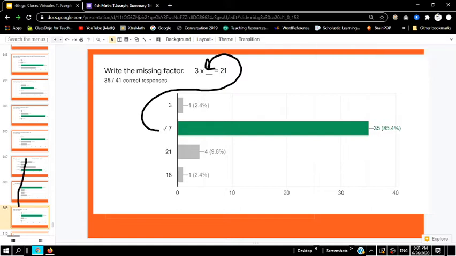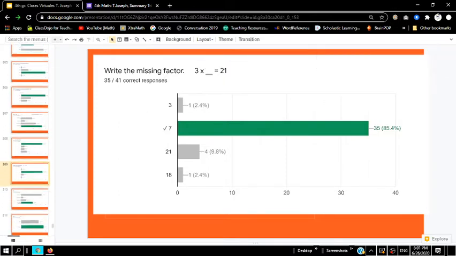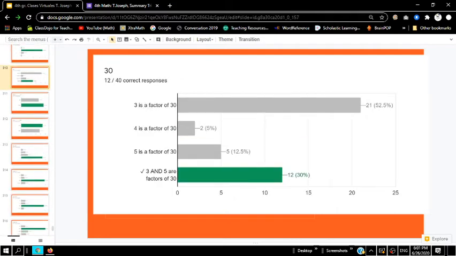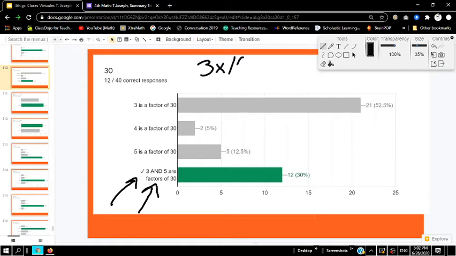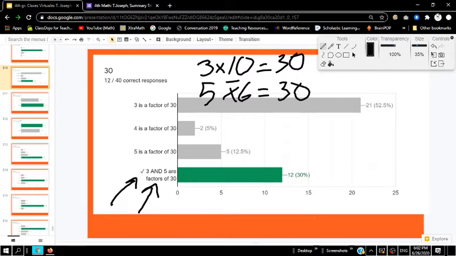The next question says, 30, is it a factor or is it a multiple? Well, 3 and 5 are both factors of 30. We can take 3 times 10, which equals 30, and we can take 5 times 6, which equals 30. So both 3 and 5 are both factors of 30.